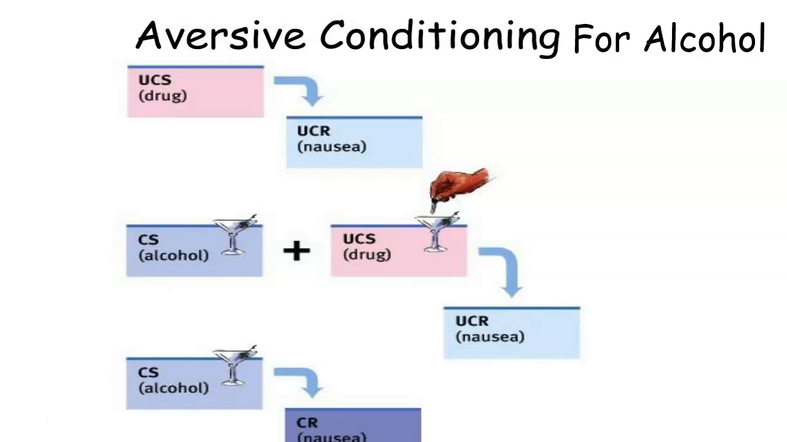So I take my Antabuse, my unconditioned stimulus, which results in my unconditioned response, which is nausea. I then put that in my alcoholic beverages, which results in nausea, and now I start to associate alcohol with vomiting, which makes me less likely to drink alcohol.